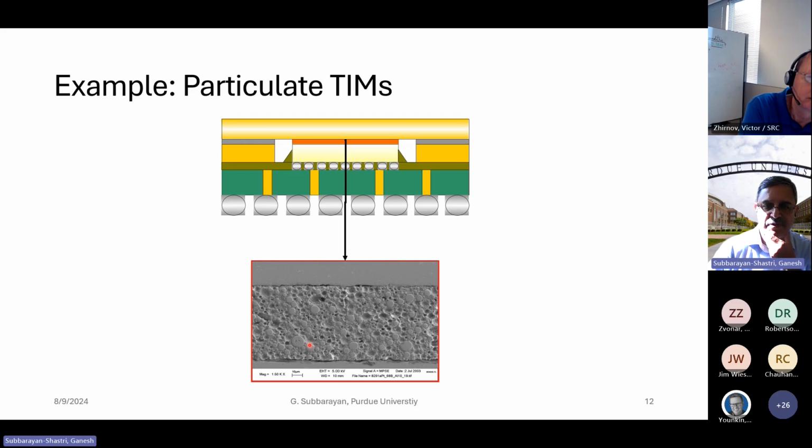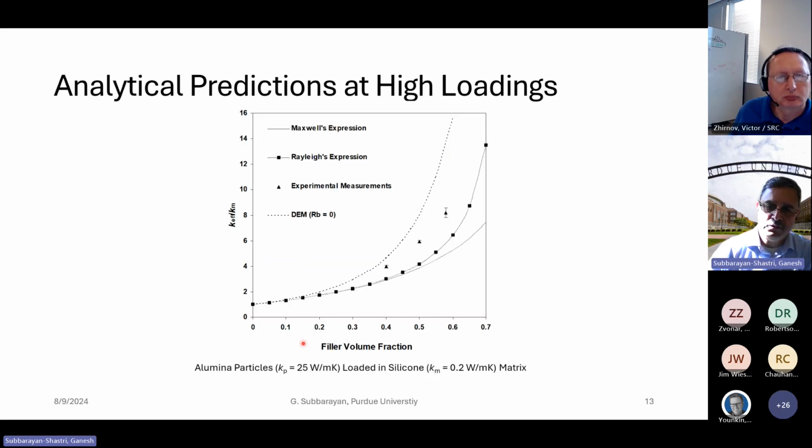So I'll give you an example here, particulate tints. This is close to semiconductors. I'll have a few examples that are close to semiconductors that are applications of the techniques that I described here. So this is a particulate tint where you have particles and matrix. This is alumina particles in silicon or epoxy matrix. And this was work we did with GE about 22 years ago. When you do experiments, you find there are classical models, Maxwell's expression, Rayleigh's expression for these particulate arrangements. What you find is that the experiments don't quite match the classical models, especially when the volume loading of fillers goes beyond 30%.